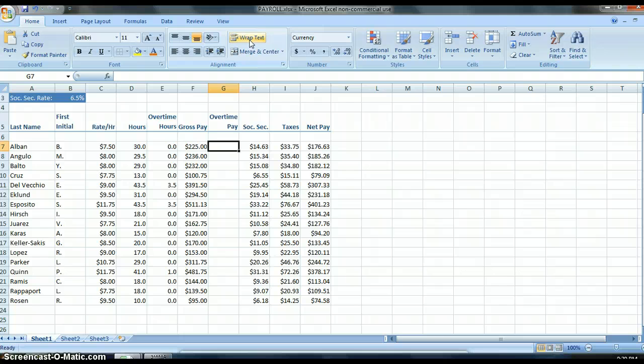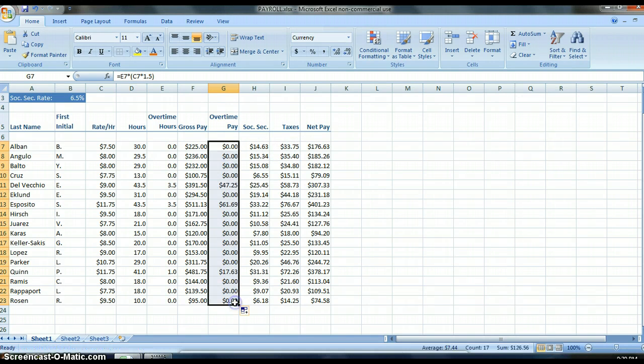For our overtime pay, we're going to do a simple formula to figure out 1.5 times the pay rate based on the number of hours. So equals our number of hours times, parenthesis, our rate times 1.5. That gives us time and a half of the rate for any overtime hours they have worked. Go ahead and hit enter, and I'll show you if they had any overtime pay. Go ahead, fill it down.